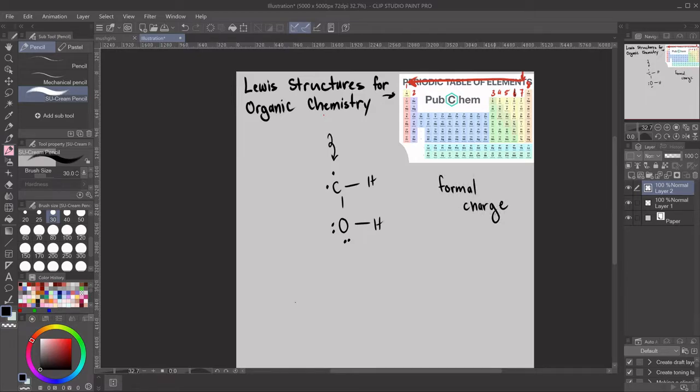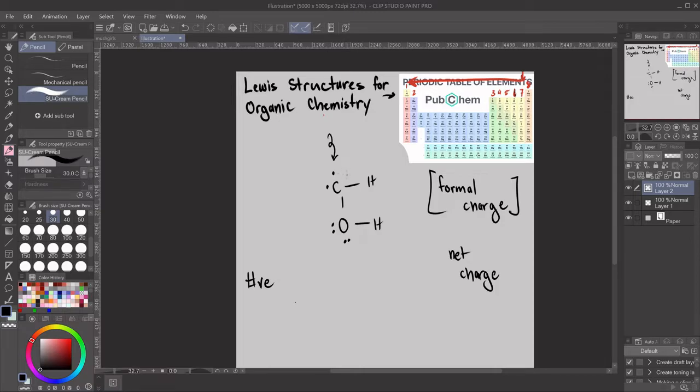So the formal charge in a Lewis structure is going to be the localized charge upon one singular atom. This is different from something called the net charge. The net charge is going to be the overall charge of the whole molecule. Most of the time, our net charge is going to be all of the formal charges added together. So how do we figure out this formal charge? Thankfully, there is a pretty easy mathematical formula that we can use for it. That formula is going to be the number of valence electrons in our regular atom.